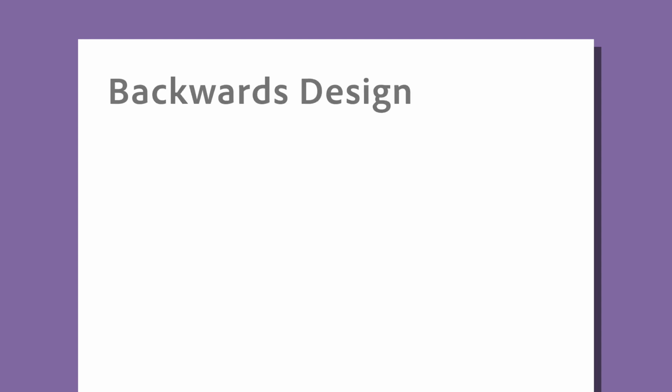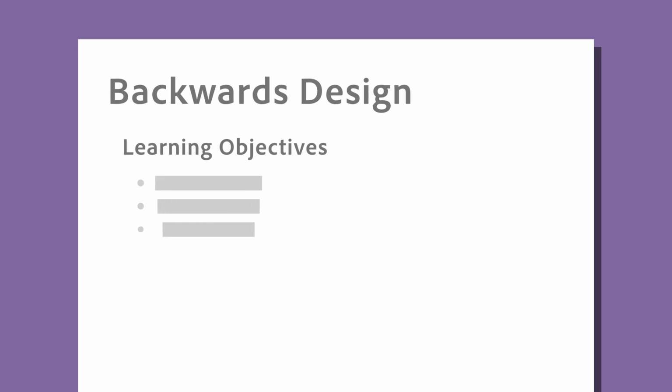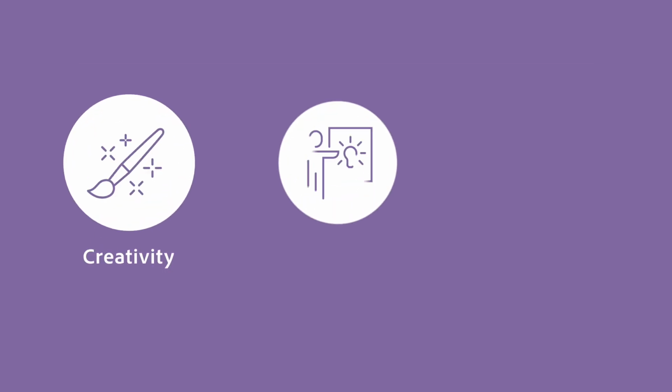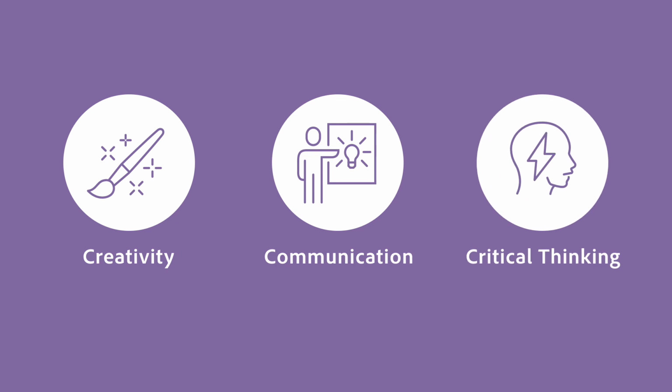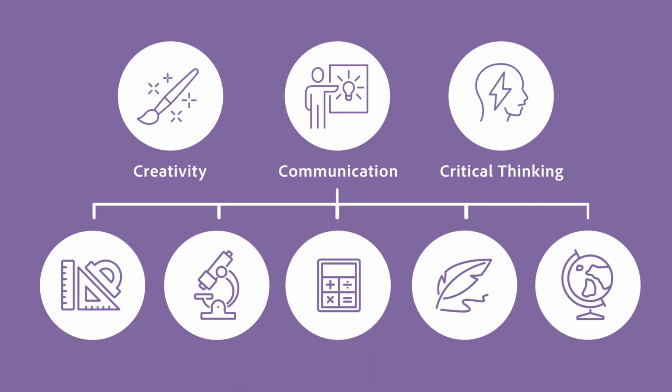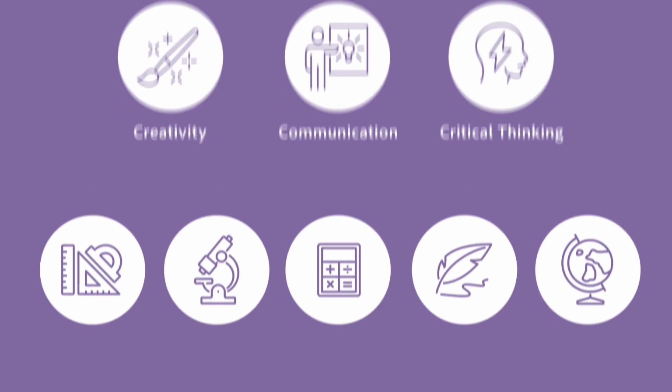First, create clear, specific learning outcomes for your students. Then design the activities, assignments, or assessments best suited for reaching those learning outcomes. Creativity, like communication or critical thinking, can be a learning outcome on its own, or it can complement or support existing learning outcomes or standards.